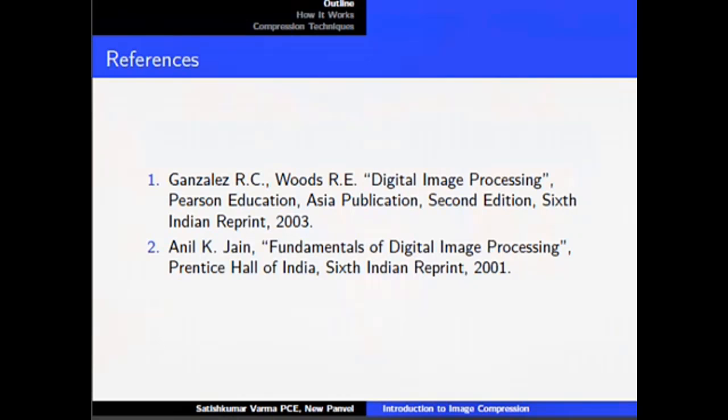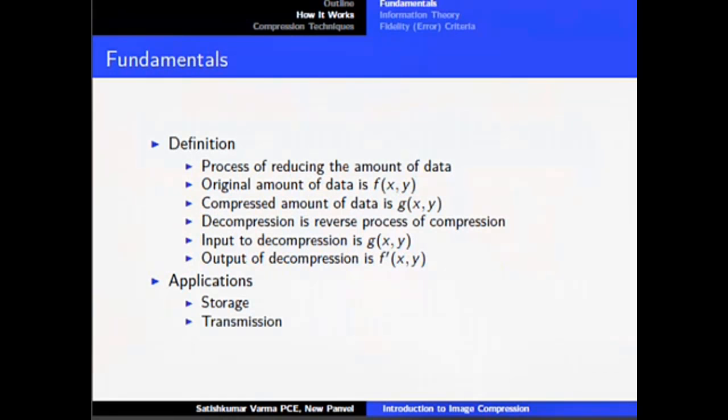So, to begin with, let us define the term data compression. Data compression is a process of reducing the original amount of data f of xy to compressed data g of xy. Decompression is the reverse process of compression. Input to decompression is g of xy and the output is f cap xy. The storage space can accommodate more amount of reduced data. Similarly, more amount of data can be transmitted over a given bandwidth and time.